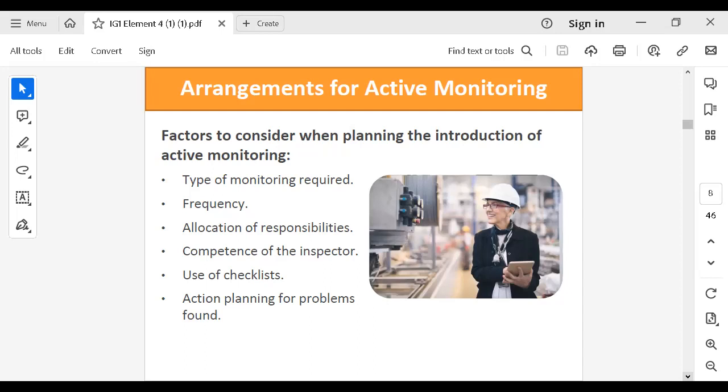During the inspection, during the active monitoring, we will use a checklist. According to the checklist, we will do the work. We will check the system and an action plan for problems found, what concerns we found during the inspection, during the monitoring. We need to plan actions to correct them.